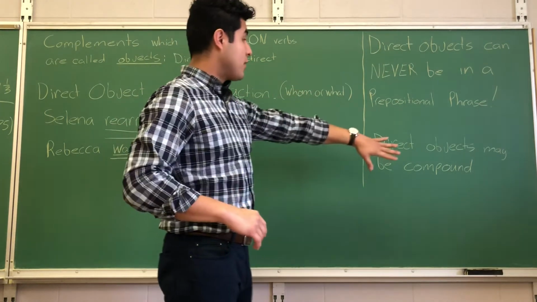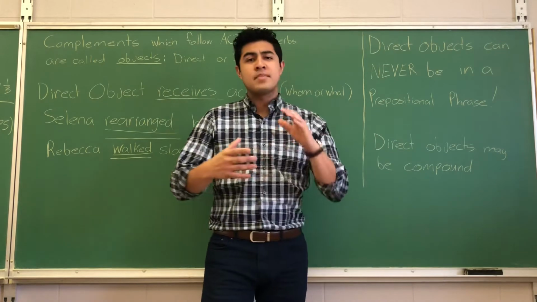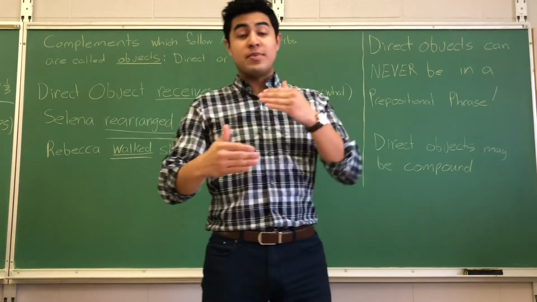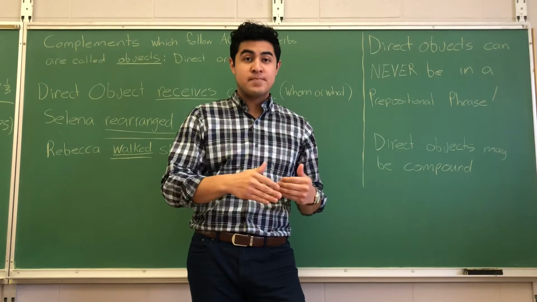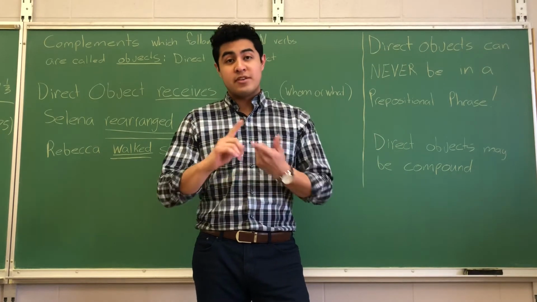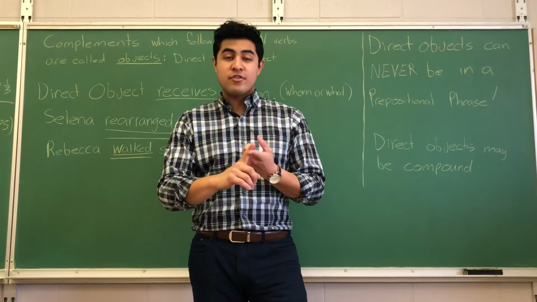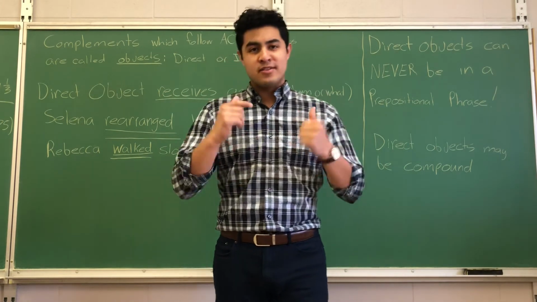Next. Direct objects may be compound, okay? And we'll go over this in the review. There'll be several cases where we'll see a compound direct object, and we'll have to circle both of them because both of those answer whom or what. All right, guys, let's go ahead and do the review.